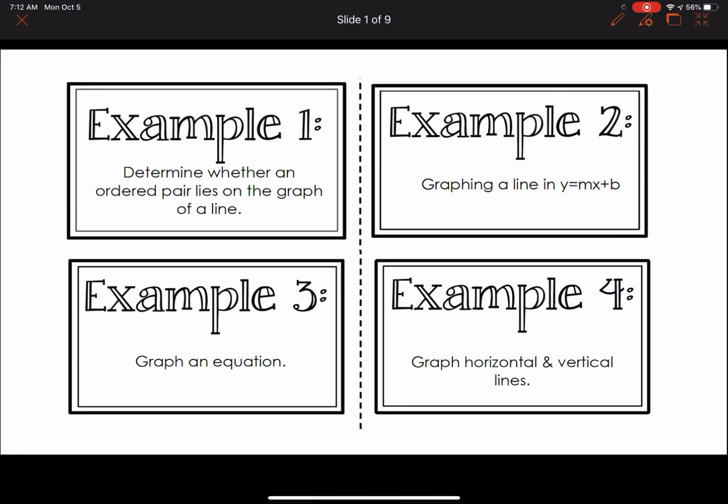Hey everybody, so we're going to be doing a final review over slope and slope-intercept form, and we're going to be going in a different order today. We're going to be going 2, then 3, then 4, then 1. So keep up. I know you can do it.